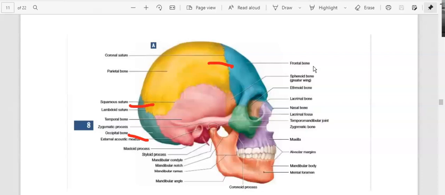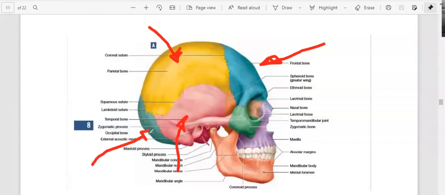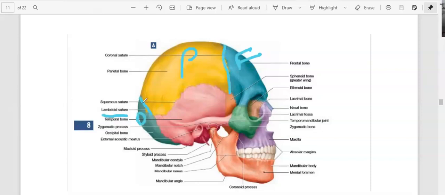So what bones are going to make up our skull? We have this bone right here, frontal bone on top, parietal bone right here, temporal bone, occipital bone, lambdoid suture. That's this one right there. So between the occipital and parietal, lambdoid suture. Between the frontal and the parietal, coronal suture right there. Then you have another suture right here in between the parietal bone and the temporal bone. This is going to be the squamous suture.